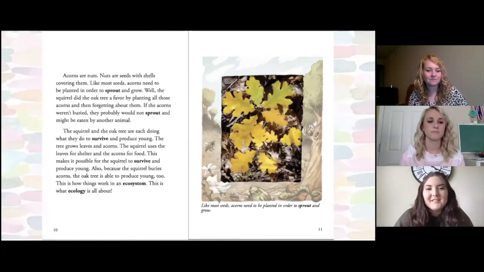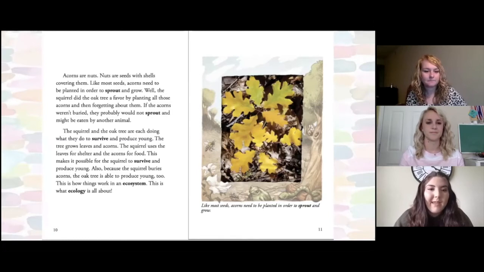Acorns are nuts. Nuts are seeds with shells covering them. Like most seeds, acorns need to be planted in order to sprout and grow. Well, the squirrel did the oak tree a favor by planting all those acorns and then forgetting about them. If the acorns weren't buried, they probably would not sprout and might be eaten by another animal.